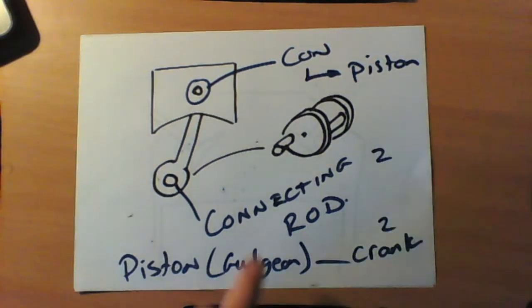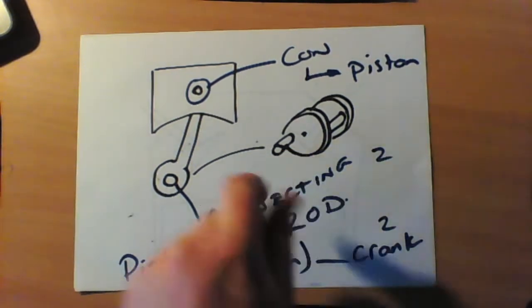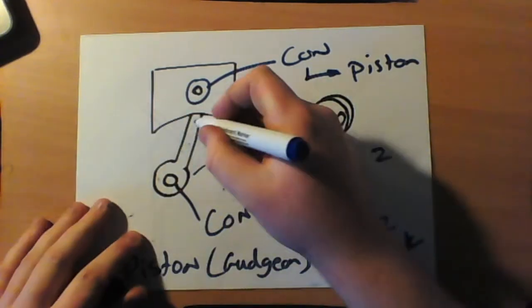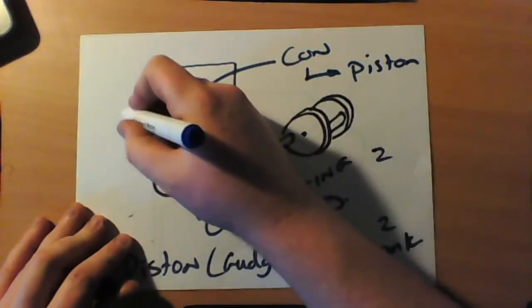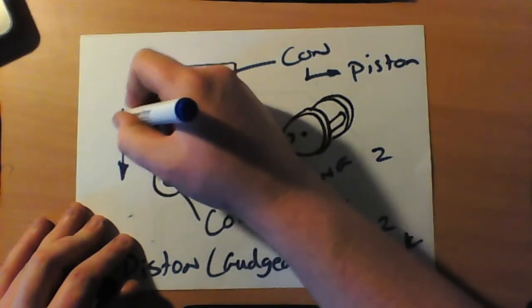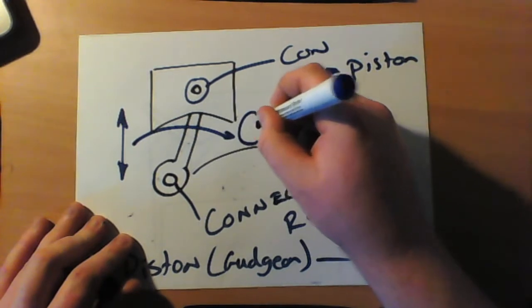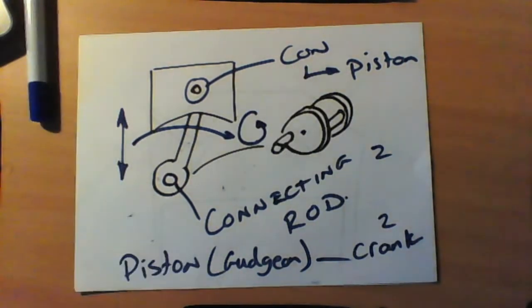Again, just drawing this crankshaft here, it's like a handle. Imagine you're turning something. What happens is it turns, and this thing is going up and down, up and down. So it turns what you call reciprocating motion into rotary. So that is our power. That's what gives you your power.